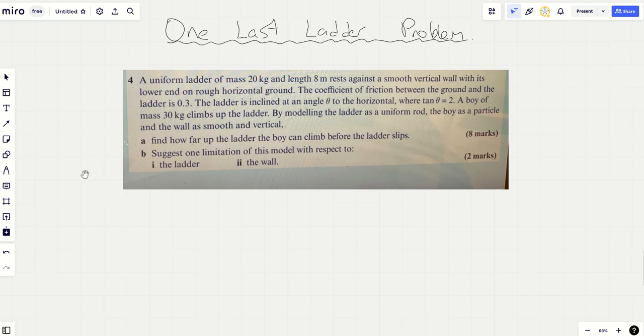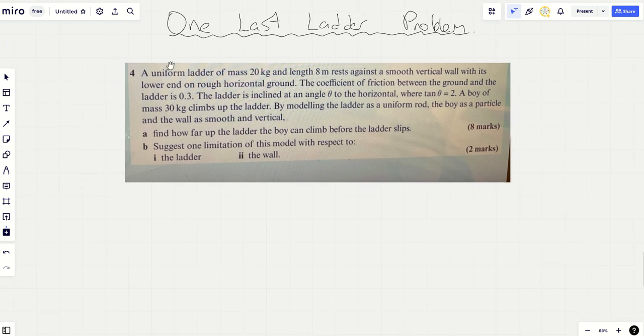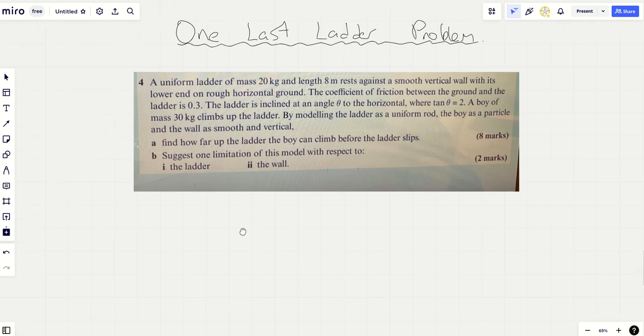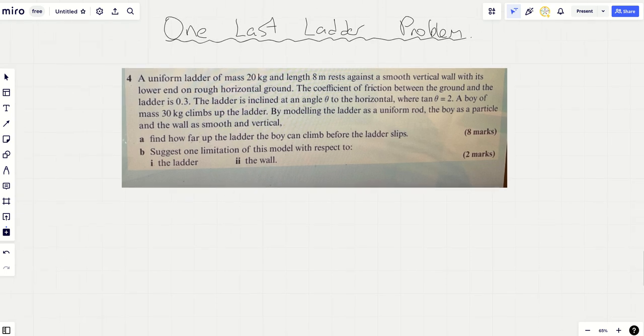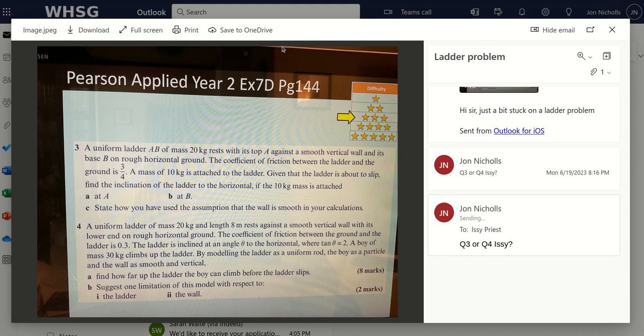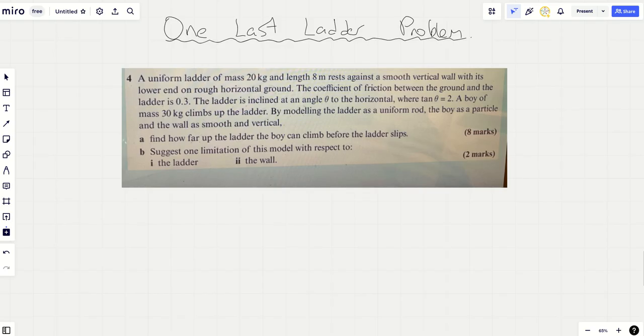By the look of it, I think it's question 4. I'm guessing that Izzy, you were looking at question 4. Is this the right one? Yeah. Question 4, uniform ladder of mass 20 kilograms, length 8 meters. It just looked like more of a... maybe it was question 3 though you wanted. I really don't know. I'll do this one and maybe I'll do the other one if you get back to me, but I was just waiting for your email back. Okay, so hang on, let me just have a look. Is it question 3 or question 4? I just don't know. Okay, well, I'll try this one.